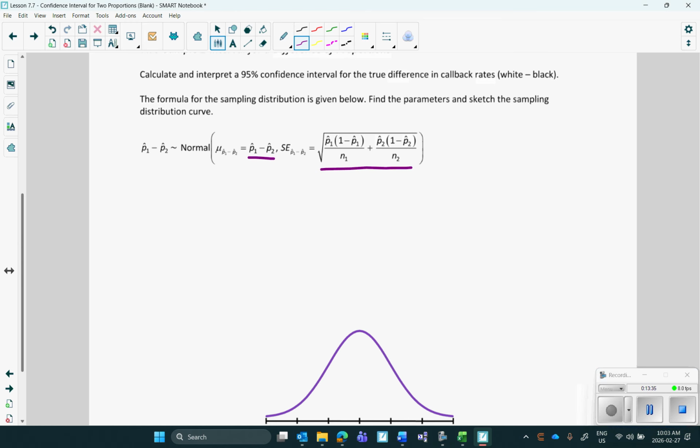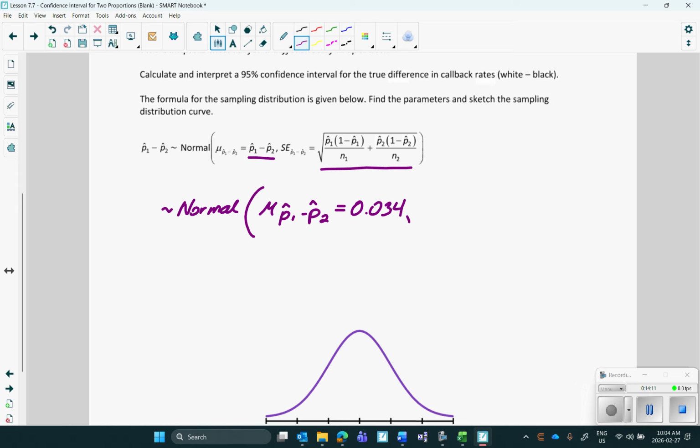Okay, so according to the results that we got, the mean of the difference in our sample proportions will be the difference in the two samples we got. So it'll be what we got on the previous page of 0.034. That's our point estimate.